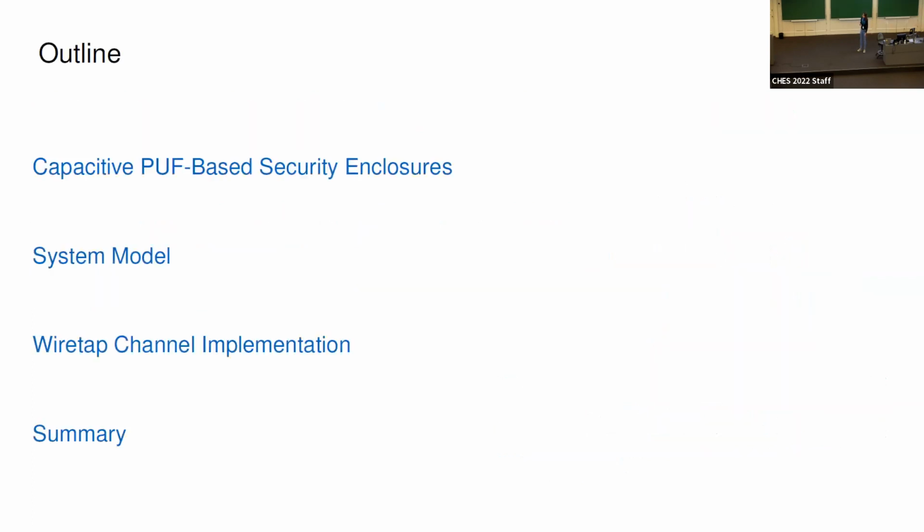So the outline of my talk is as follows. First, I'll give a short overview on capacitive PUF-based enclosures. Then I'll speak a bit about a system model. So this means how can the PUF response be modeled considering environmental influences and attack effects. And from this system model, we constructed a wiretap channel. And I'm going to explain how we did that. And then in the end, I'll summarize the results that we obtained.